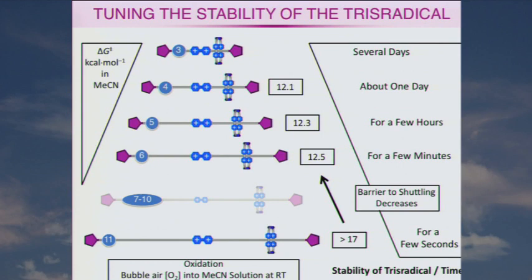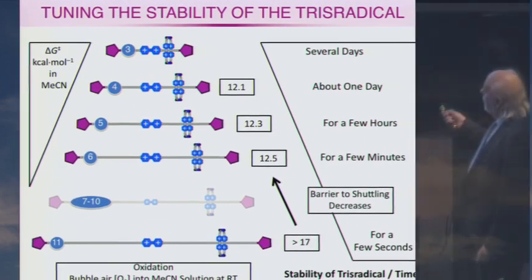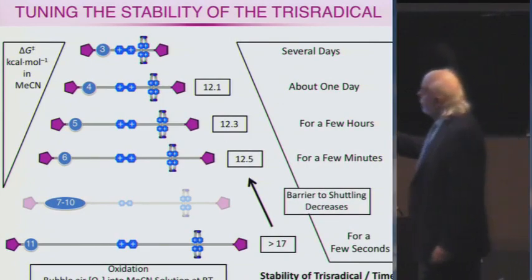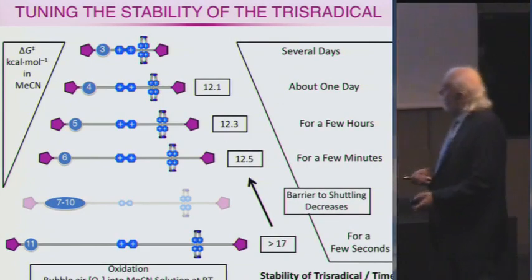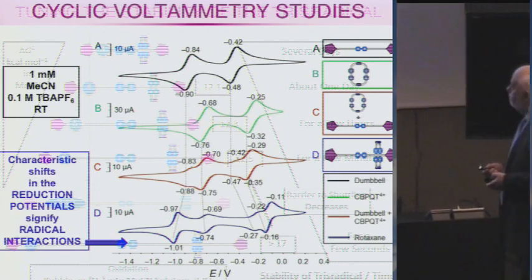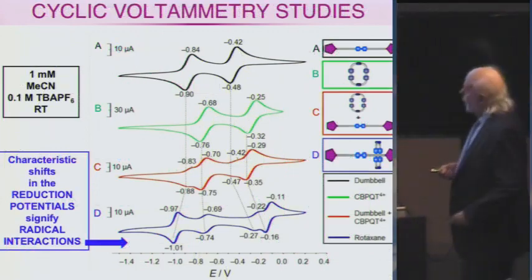But what turned out to be, I think, even more interesting to us was that as the barrier decreases, the stability of the radical species is on the increase. So this one, a few minutes, then a few hours, about a day for the one with four, and several days out on the bench for the one with three. And so this could also be, of course, followed by cyclic voltammetry.